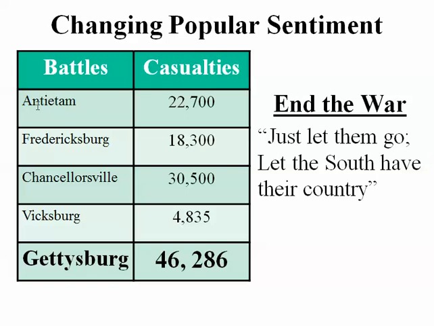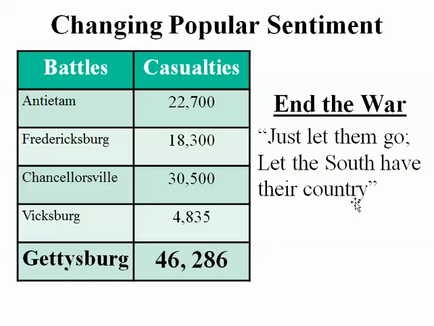Some of those were Antietam, Fredericksburg, Chancellorsville, Vicksburg. A lot of casualties: 22,700 at Antietam, 18,300 at Fredericksburg, 30,500 at Chancellorsville, and at Vicksburg 4,835. And then Gettysburg was the largest with 46,286 casualties, people wounded or died or hurt in some way.